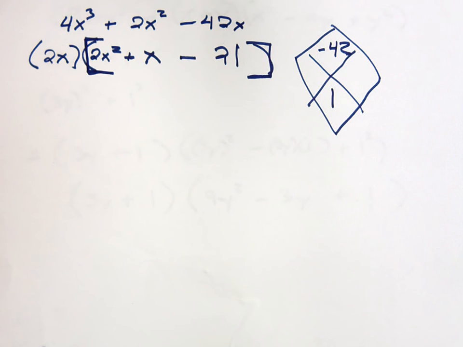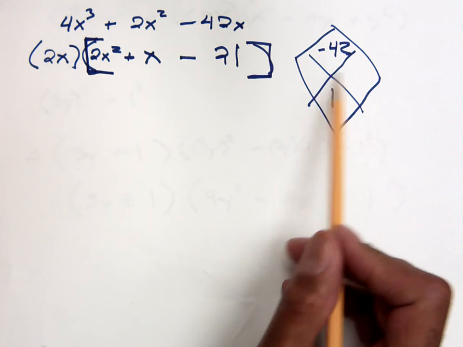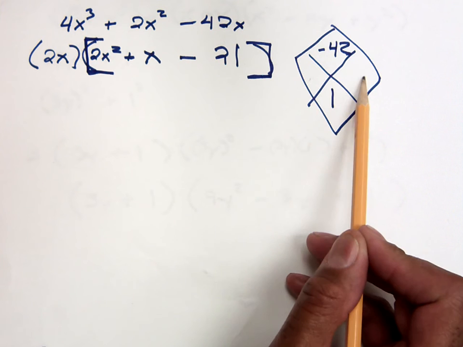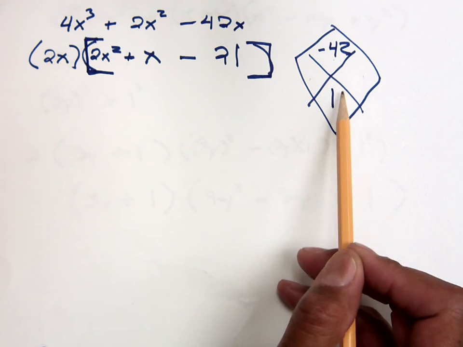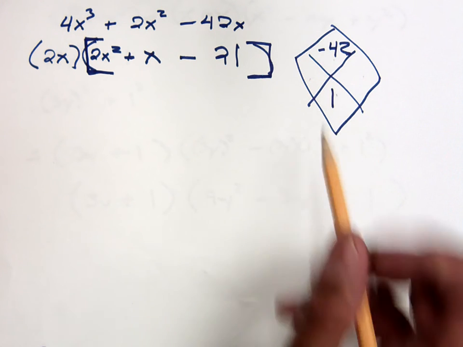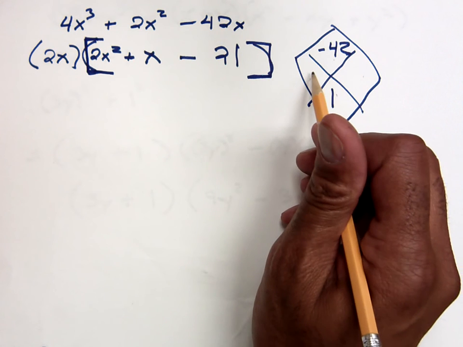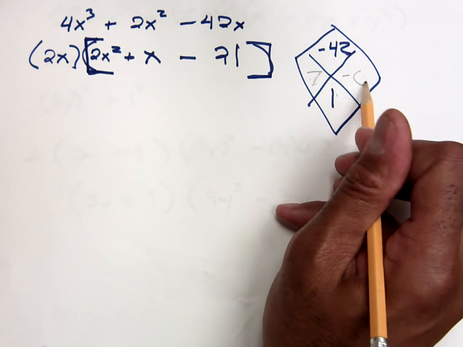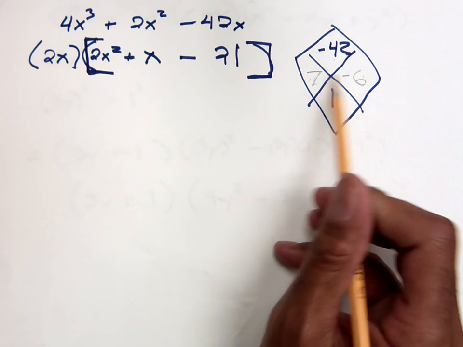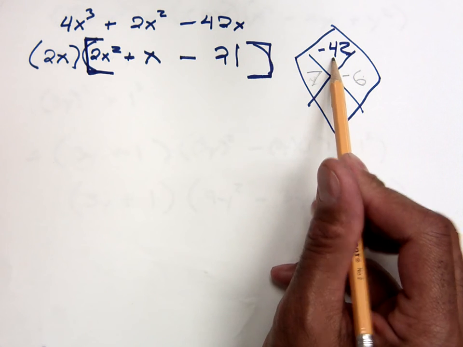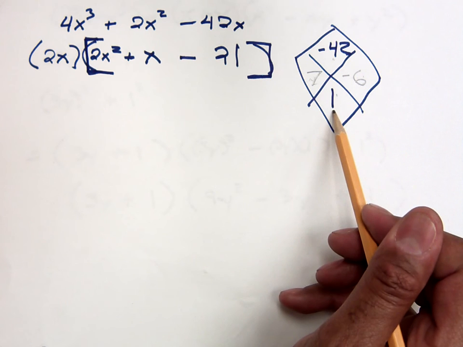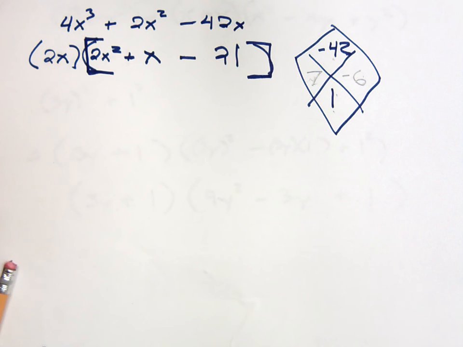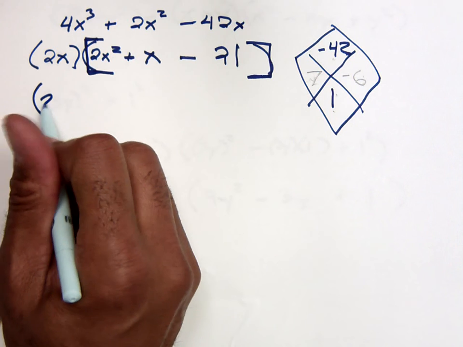So now, probably we should do this next part in pencil. We need two numbers to put here. When we multiply them, we're going to get negative 42. When we add them, we're going to get 1. 7 and negative 6. Let's check to see if that's right. If we multiply, do we get the top? If we add these, do we get the bottom? Yes. Very good.